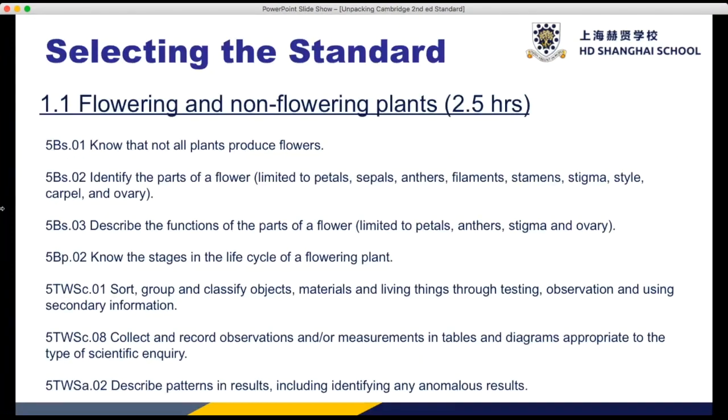So the unit I have chosen is the first unit for grade 4, which is the life cycles of flowering plants. This one specifically is the subunit 1.1, flowering and non-flowering plants. It takes about 2.5 hours, and since each of my classes are 35 minutes long, this could be up to 5 lessons if I wanted to.